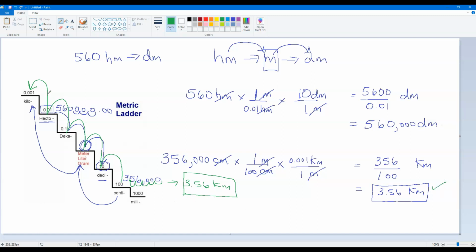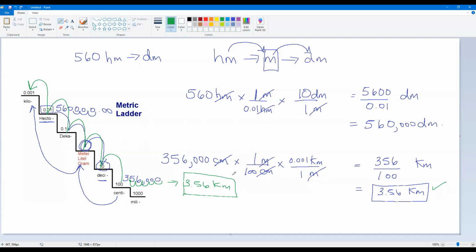So I hope that helps. You can just write this on a piece of paper so that you have it. Make sure you put your numbers in so you know that there's 1,000 millimeters in a meter, 100 centimeters in a meter, 10 decimeters in a meter, and then 0.1 decameters in a meter, a hectometer is 0.01 meters, and then a kilometer is 0.001 meters.